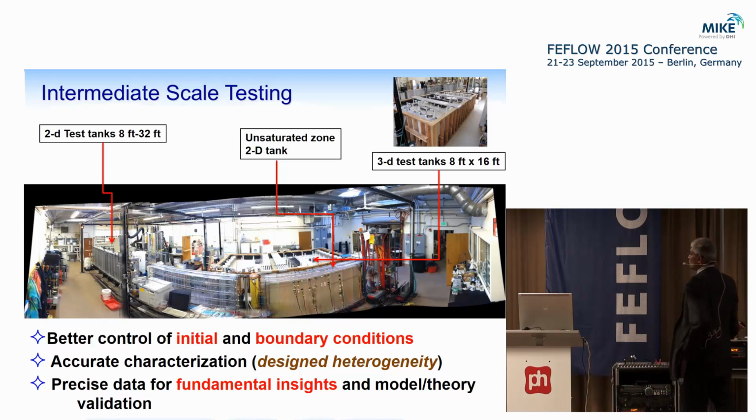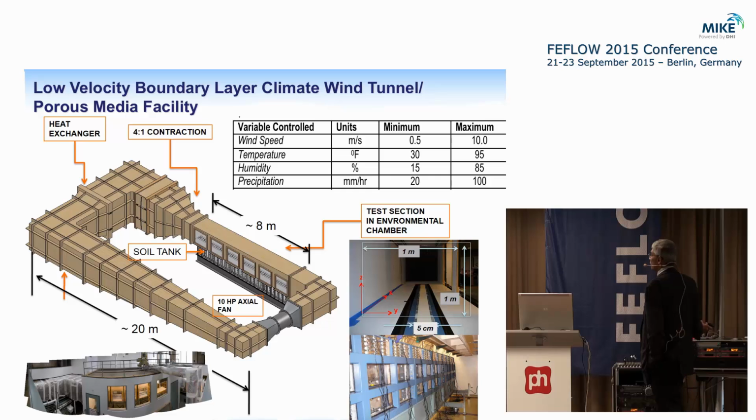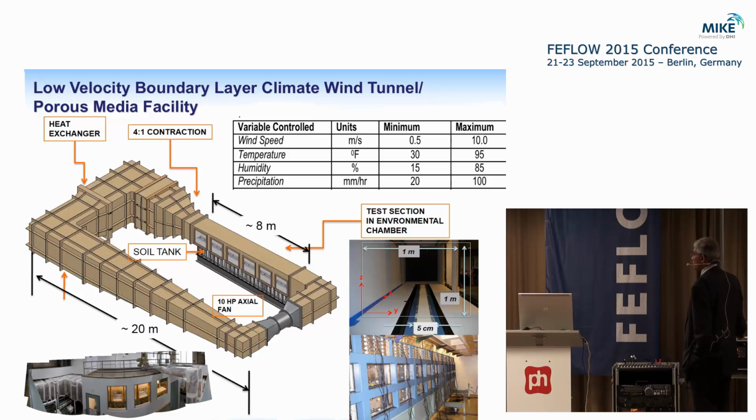So this is a new facility, a fairly unique facility we built to look at this problem of these two systems coupling. The idea here is this is a climate control wind tunnel. We can control the climate. We can go to sub-freezing, and we can control the velocities, humidity, and precipitation.